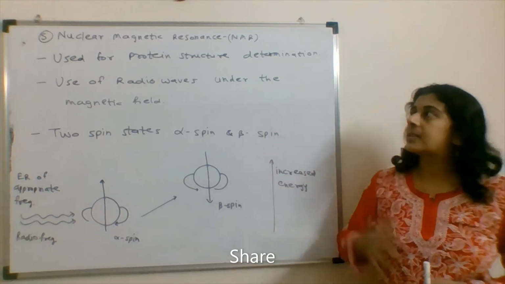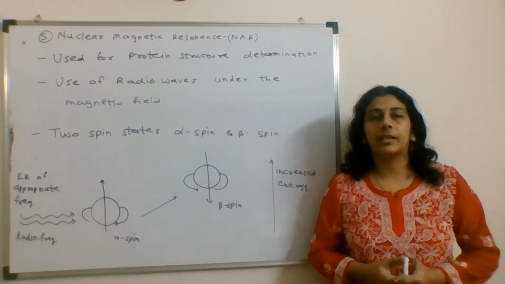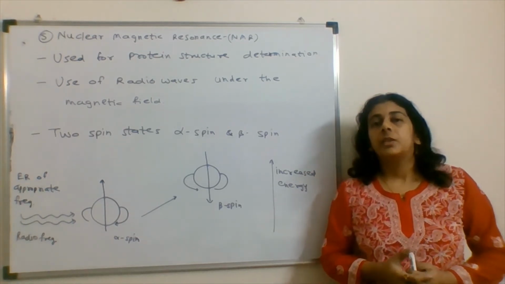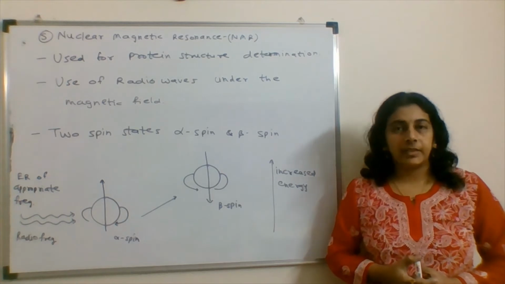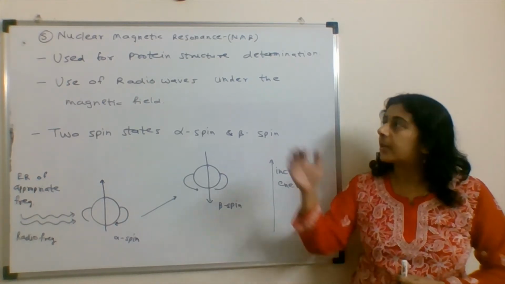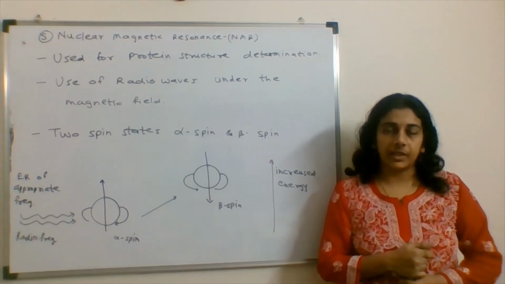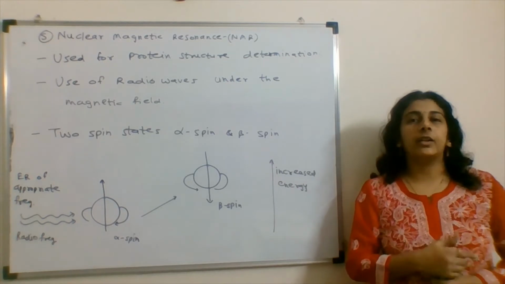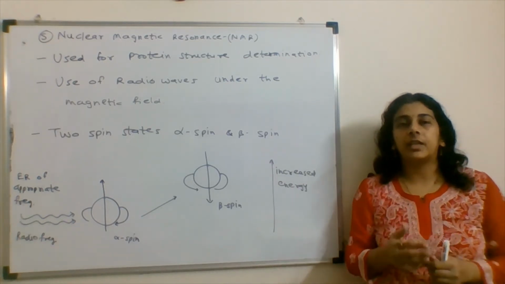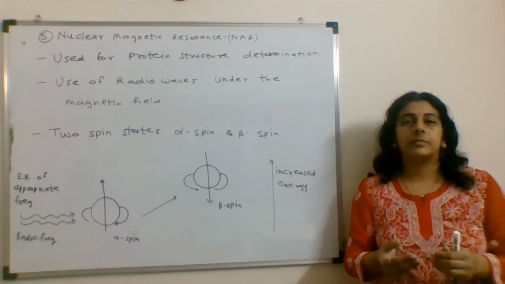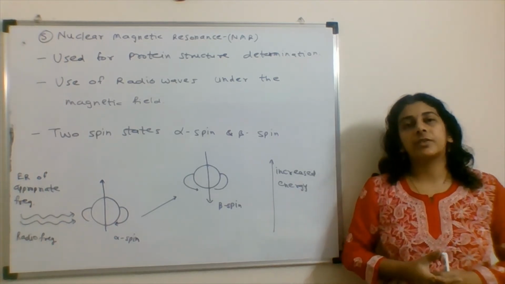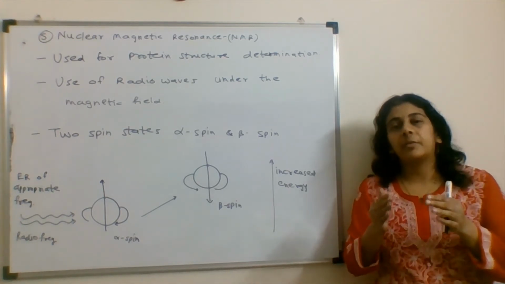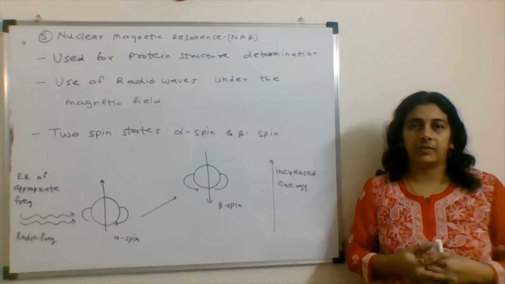Yes, the next one and the last one is NMR, that is nuclear magnetic resonance. This is basically a type of spectroscopy used for the determination of protein structure. Using this spectroscopy, the protein structure can be determined. What do we do in this technique? Here, radio waves are used, and the sample of which the structure has to be determined is kept in a magnetic field and applied with the radio waves.